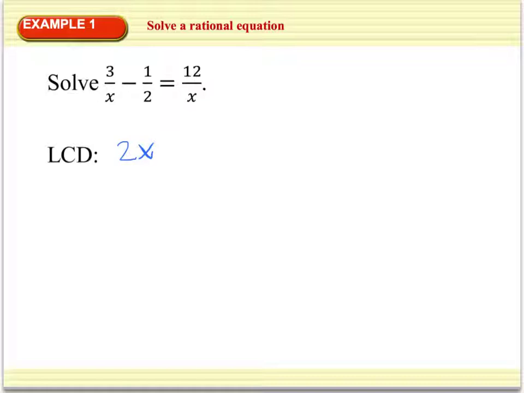So to set this up, I'm going to go 2x times 3 divided by x minus 1/2 equals 12 divided by x. And then what I'm going to do is distribute this 2x onto the 3 divided by x, this 2x onto the 1/2, and this 2x onto the 12 divided by x. So let's go ahead and do that right now.